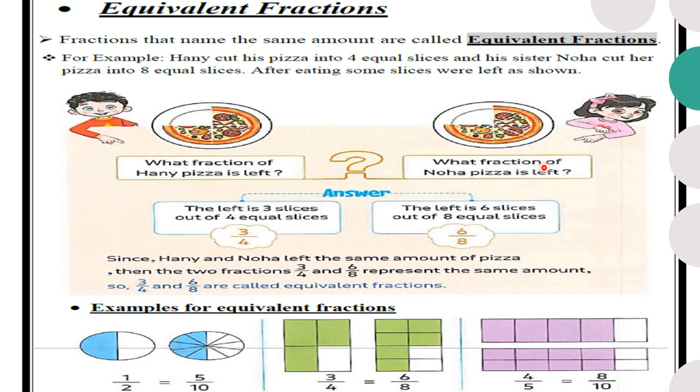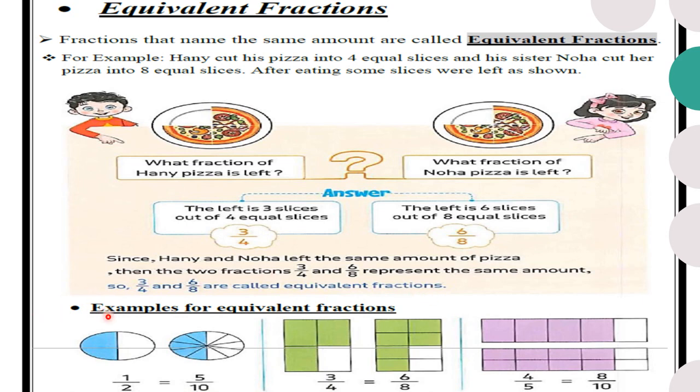And what fraction of Noha's pizza is left? Here we cut Noha's pizza into 8 slices. How many slices are left? Let's count: 1, 2, 3, 4, 5, 6 slices. So the fraction will be 6 over 8. Since Hani and Noha left the same amount of pizza, the two fractions 3 over 4 and 6 over 8 represent the same amount. So 3 over 4 and 6 over 8 are called equivalent fractions.